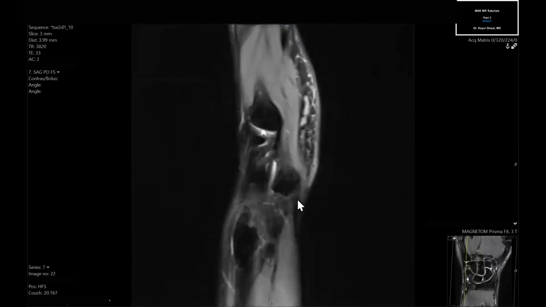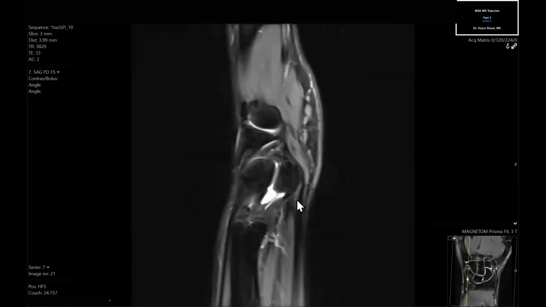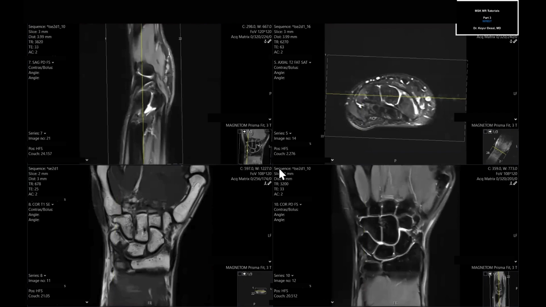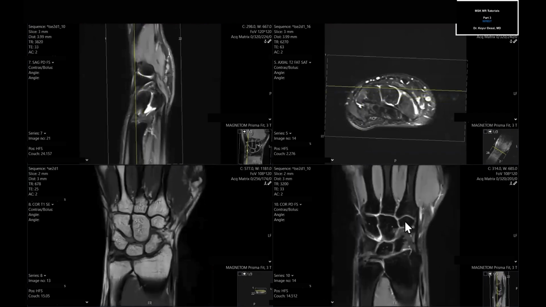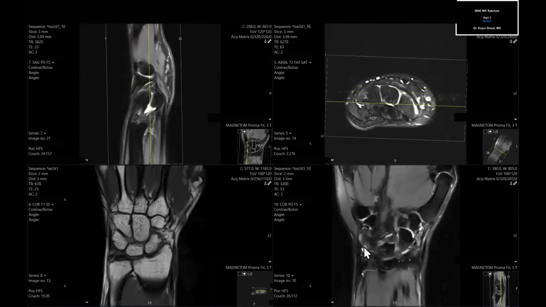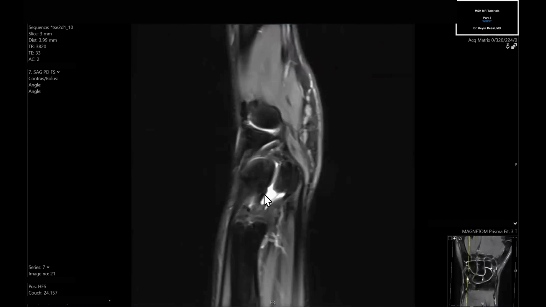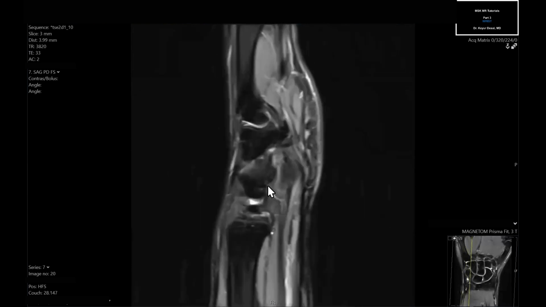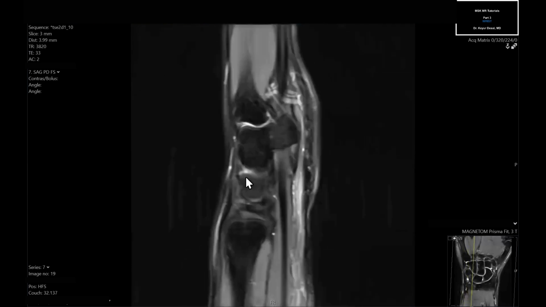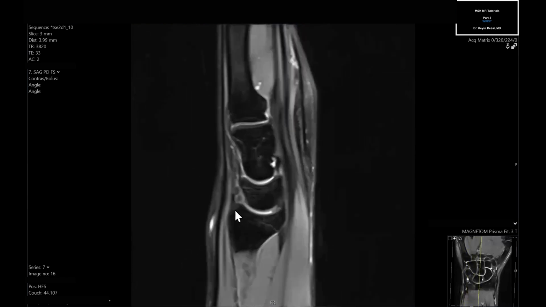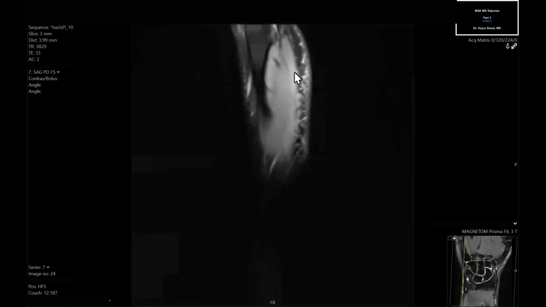The other thing to look for on this sagittal here, a common pitfall is overcalling what appear to be ganglion cysts on some of the other sequences, but is just joint fluid recessing next to the pisiform. This also can be helpful to look along the kind of the more dorsal and volar aspects to kind of localize ganglion cysts as well.